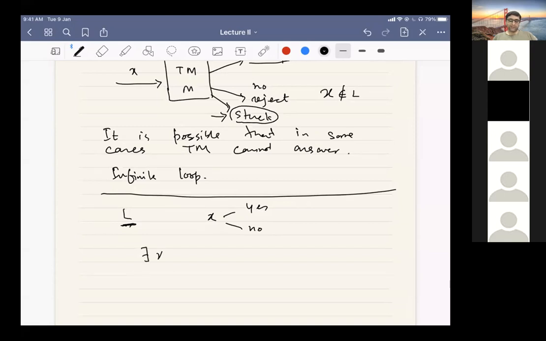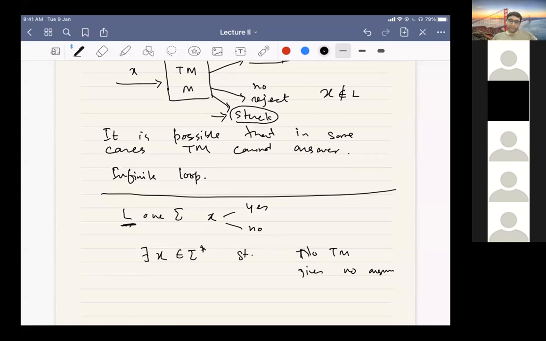So what we need to do, for example, if there is any language L, we say that there exists a string X over sigma star, such that no Turing machine gives a no answer. If we can come up with such a proof, we know that it is Turing recognizable.